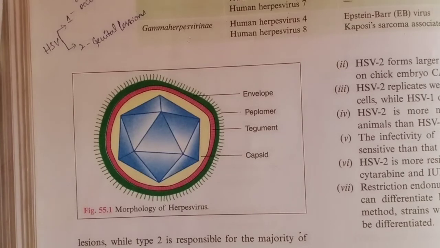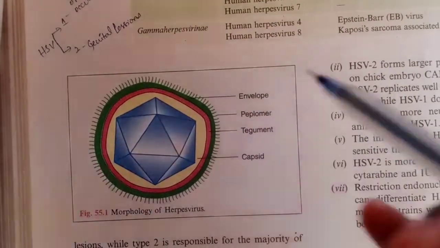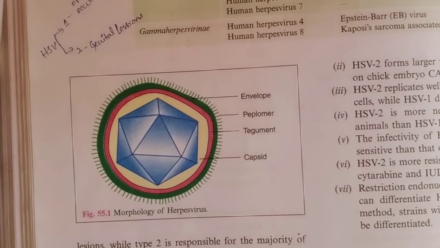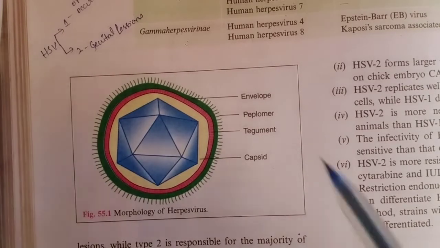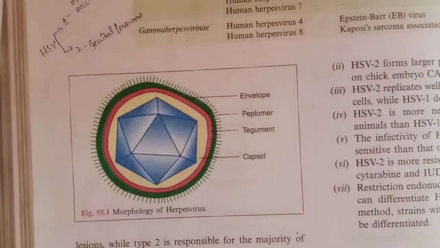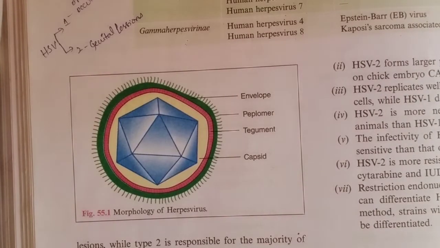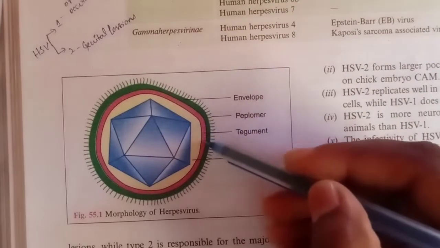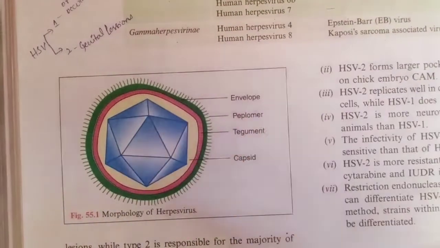The core is protected by a capsid, which is composed of 162 capsomers. There is an outer layer, the envelope, containing peplomers. Between the capsid and the envelope is the tegument, a protein structure. This is the tegument, a protein structure.